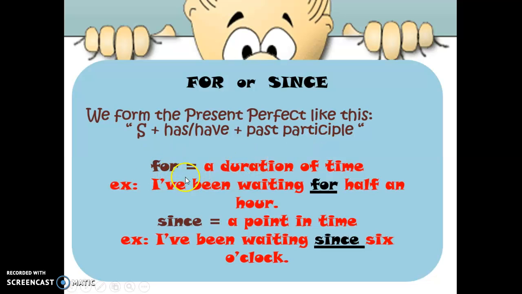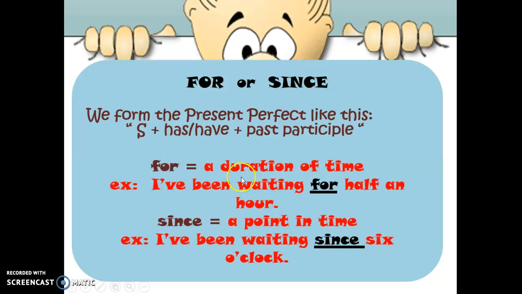So we use for, guys, for a duration of time. For example, I've been waiting for half an hour. And we use since for a point in time. Example, I have been waiting since 6 o'clock.